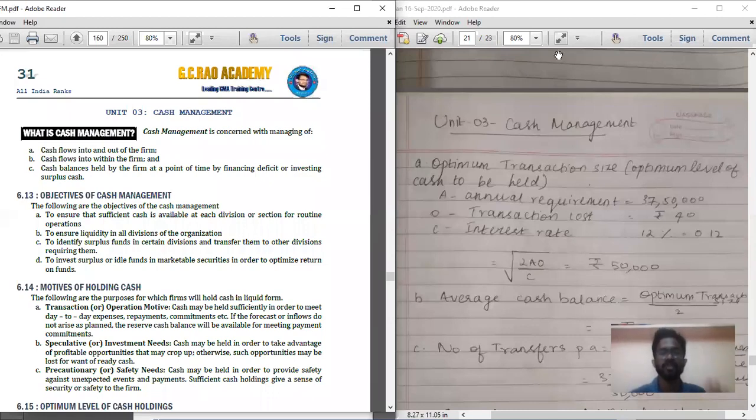So now we'll finish off unit 3 and wind up the class. See, unit 3 is very simple: cash management. It is similar to EOQ, economic order quantity, which you would have studied in costing in Group 1. The same method is going to be applied here in cash management. Only one sum they have given. Basically in this chapter they are not throwing sums, but you just need to know the concept, and only one sum is there.